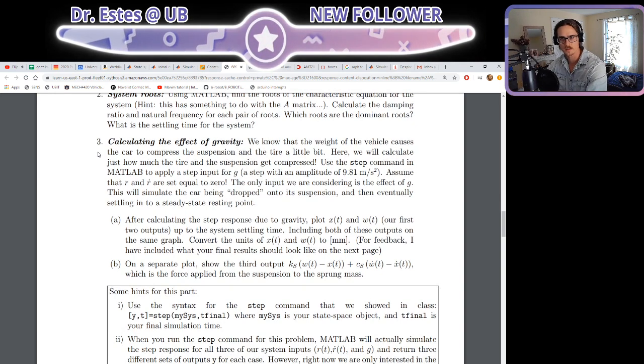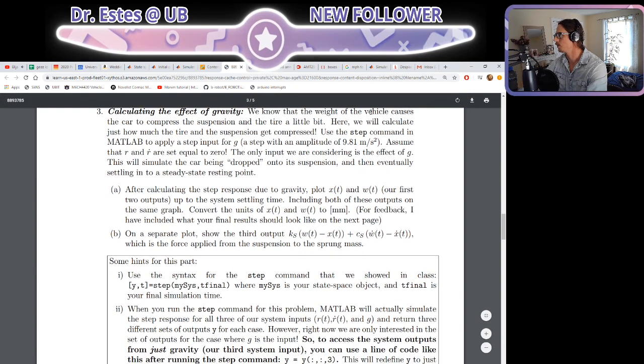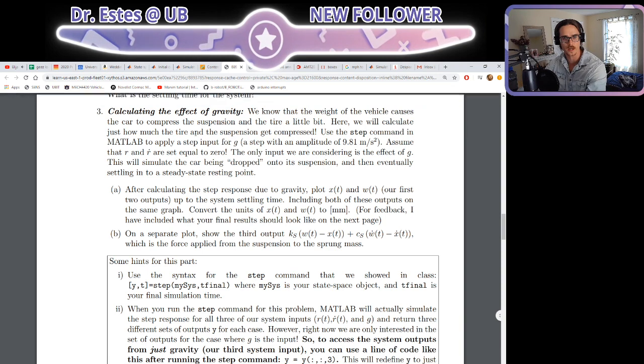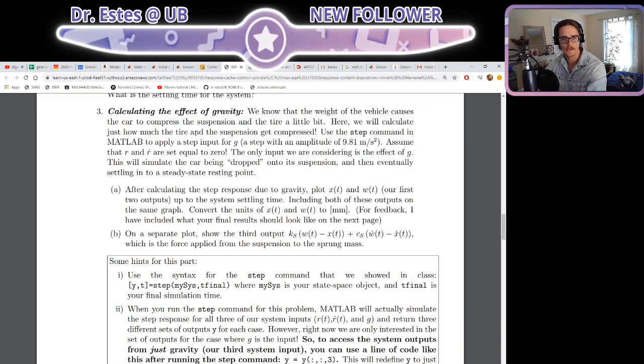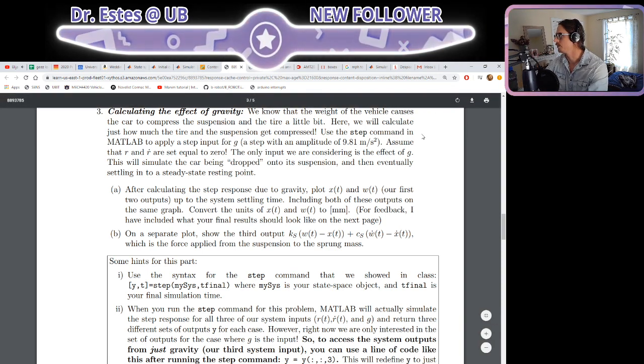This next part's kind of cool. We're going to calculate the effect of gravity. So we know the weight of the vehicle causes the car to compress your suspension system and the tire a little bit. Here, we're going to calculate exactly how much the tire and the suspension get compressed by the weight of the car. We're going to use the step command to apply a step input for gravity.